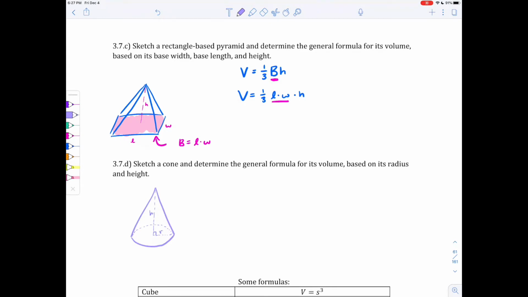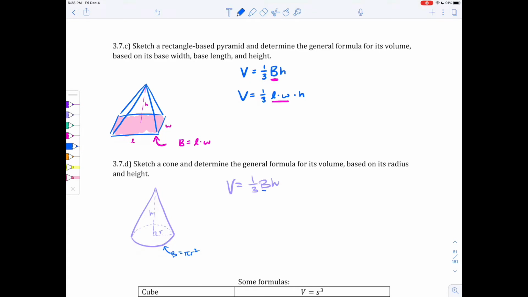Anyways, there's my cone. And the volume of this pointy-topped figure is still 1/3 area of the base times the height. And when we look at this thing, it's got this base that has an area. That's a circle, so pi r squared.